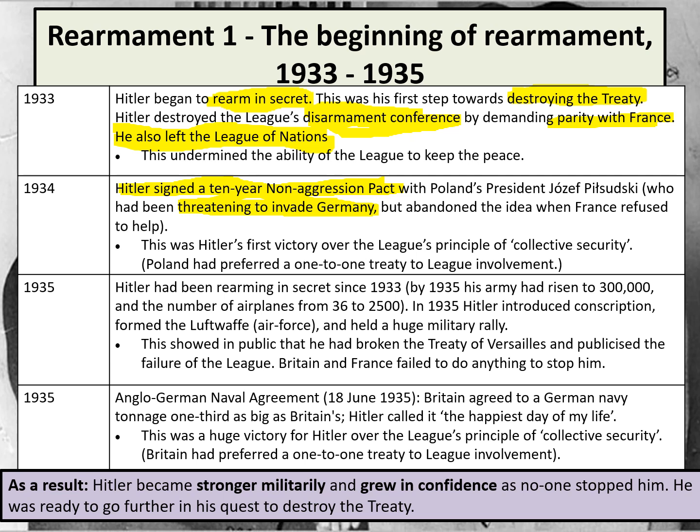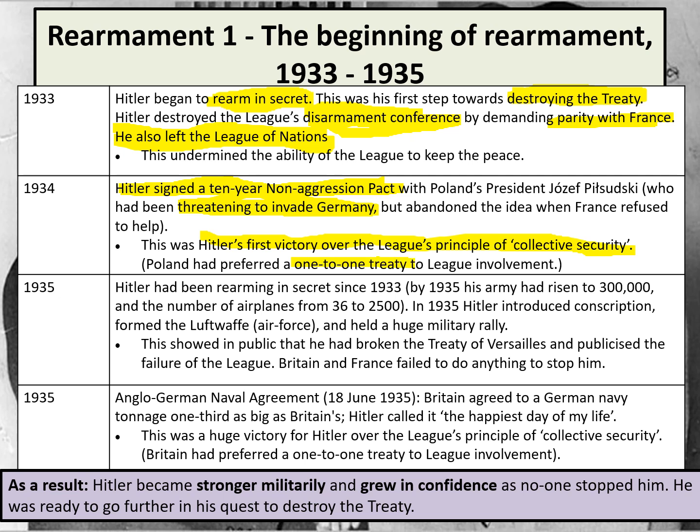So what the 10-year non-aggression pact would do would be to buy him time and mean that Poland weren't going to be suspicious. We're going to be mutually nice to each other. What this was Hitler's first victory over the League's principle of collective security in countries working together with the League. This was Poland, rather than working with the League of Nations, had agreed on a one-to-one treaty.